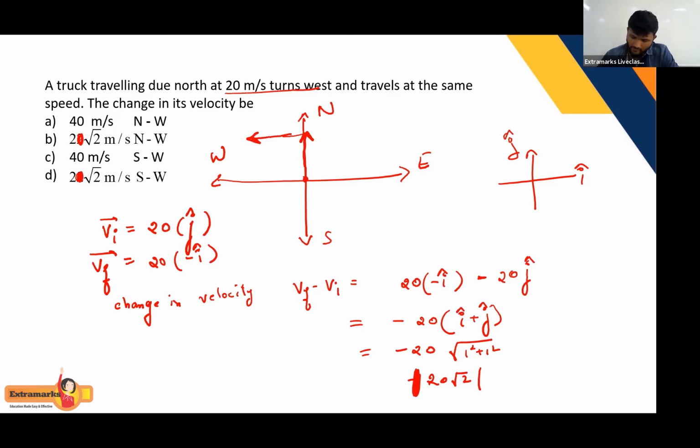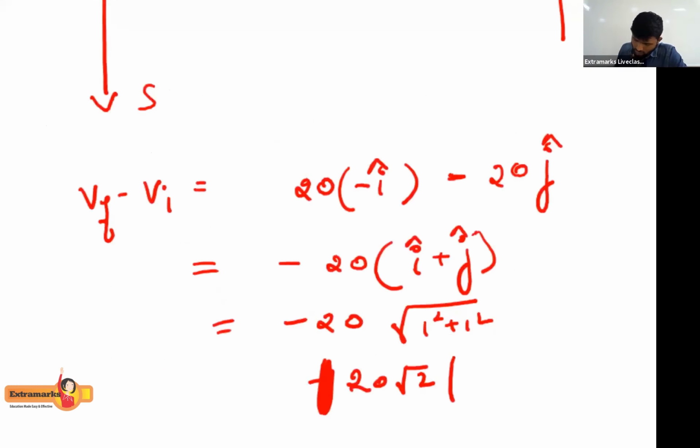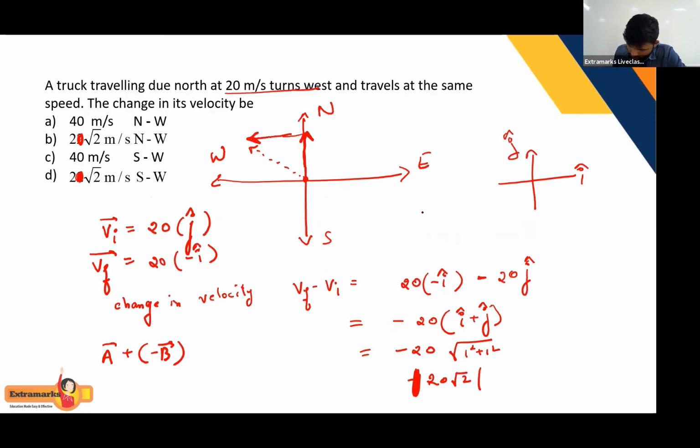Now, if they are asking a vector plus b vector, then the resultant will be towards this. But they are asking a minus b, so it should be exactly opposite. I can write this as a vector plus of minus b vector, right? So initially it is traveling due north. Now you have to consider this vector. This is minus b vector. Now you have to add it. So your answer is northeast, southwest, right?